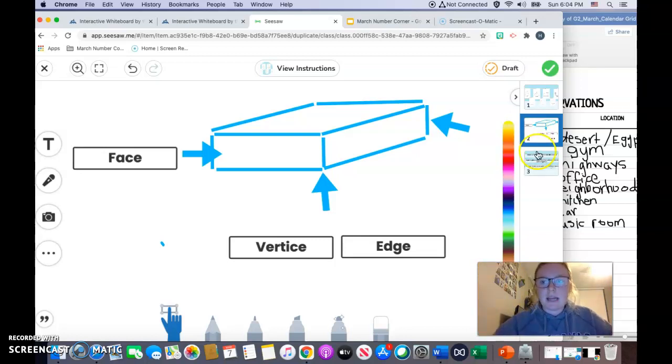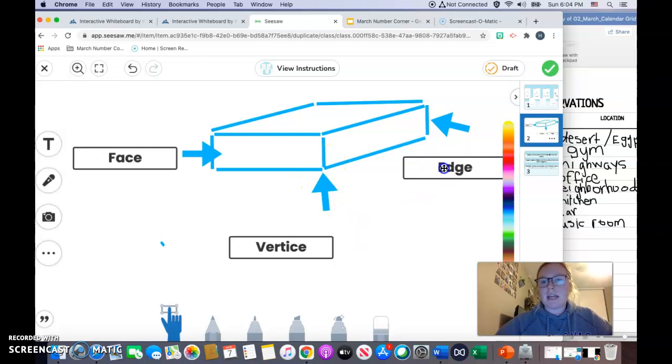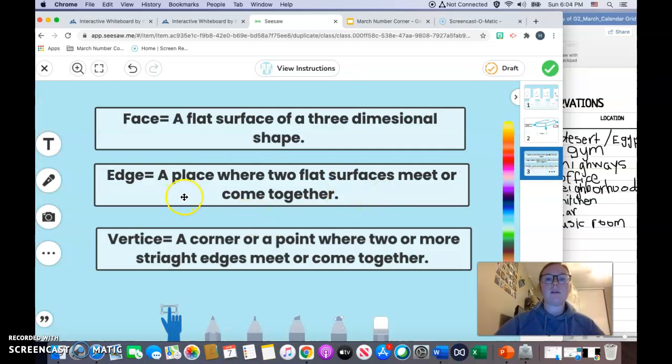The next word that we have is the edge. What do you think is the edge of our shape? Is it our corner? No. It is over here. You are right. We define the edge as a place where two flat surfaces meet or come together. So again, looking at our dice, it's kind of hard to see, but this little corner right where that 3 and that 5 side kind of come together, that would be our edge.